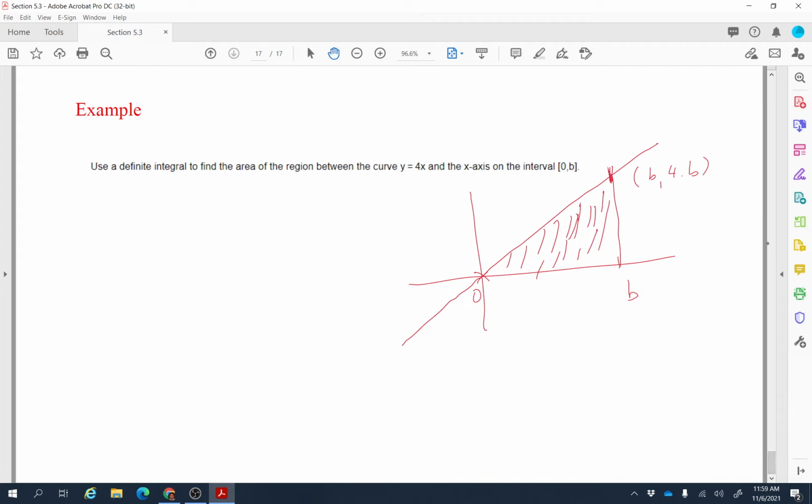This area, there are two ways to find it out. One is to use a definite integral to find the area of the region between the curves. So definite integral from 0 to b of 4x dx is equal to, as you can see, actually the area of this triangle, which is half times base, which is b, times height. Height is 4 times b. So 2 and 2 cancel out, so it is 2b squared. So this is the area.